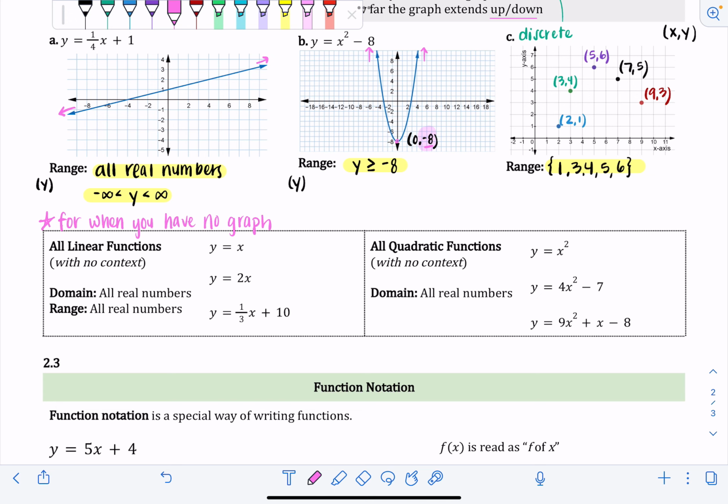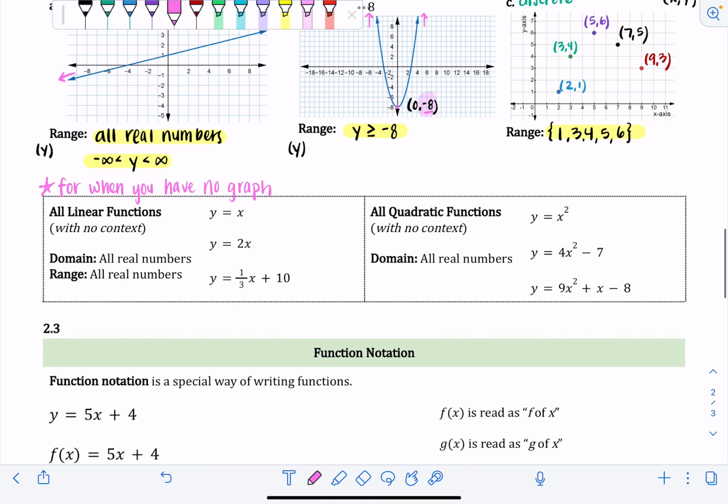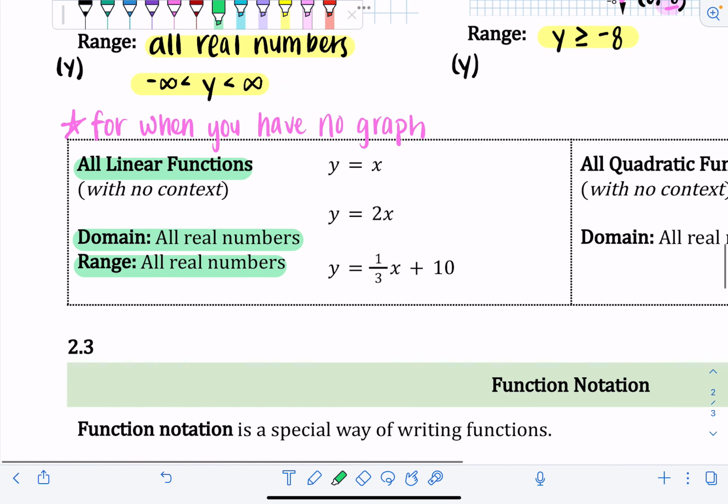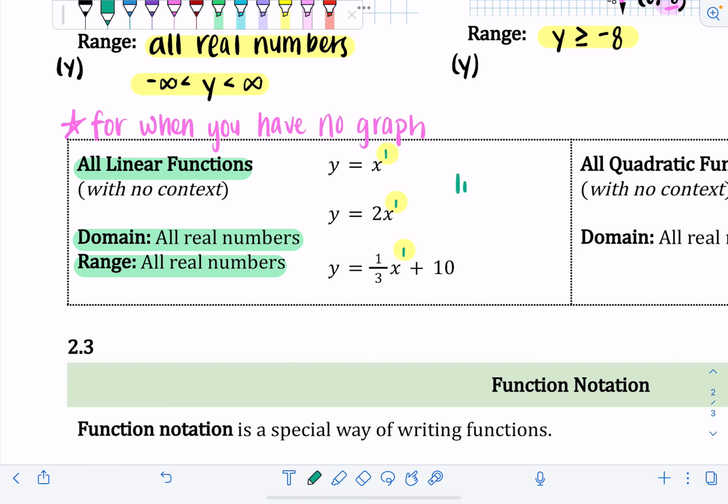Okay, sorry. So for when you have no graph, all linear functions, when there's no context, like Gina's bank account, all linear functions always have a domain and a range of all real numbers. Linear functions, here's some examples of them, are when the highest power of x is 1. So x to the first power. Really, you won't see an exponent over the x. Like this is 2x to the first power. This is 1/3 x to the first power. But these first powers are what make it linear.